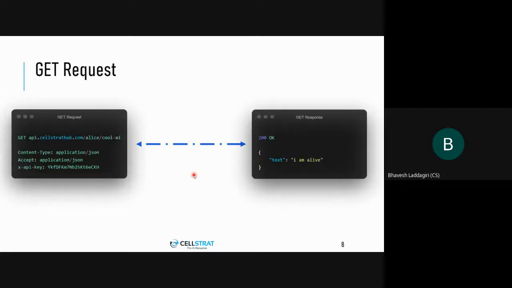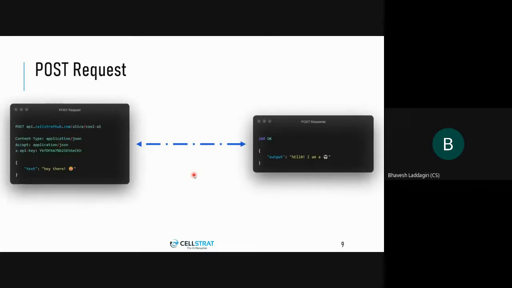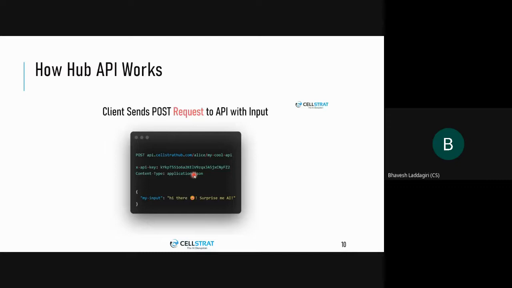I hope everyone is clear on what a GET request is and what a POST request is. Okay, so let's see how the CellStrat Hub API works.